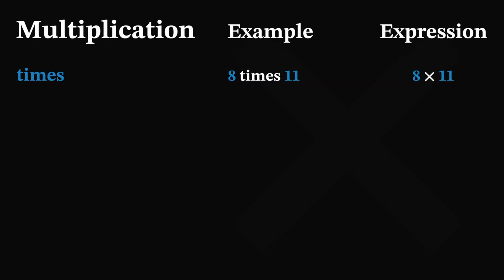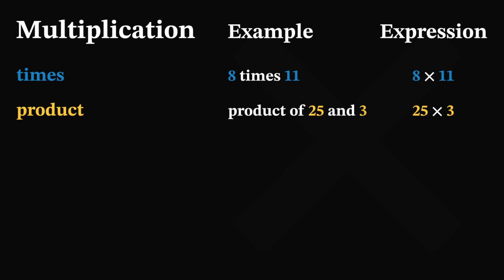And we have an easy one. We have the word times. We have 8 times 11, which translates to 8 times 11. Next, we have the word product. Product is the result of multiplication, so when we hear it, we should be thinking multiplication. The product of 25 and 3 would be translated as 25 times 3.